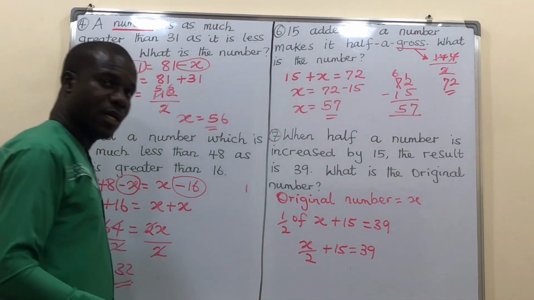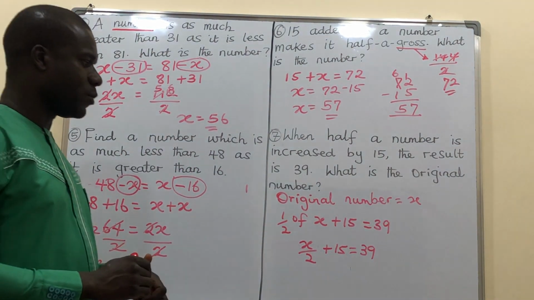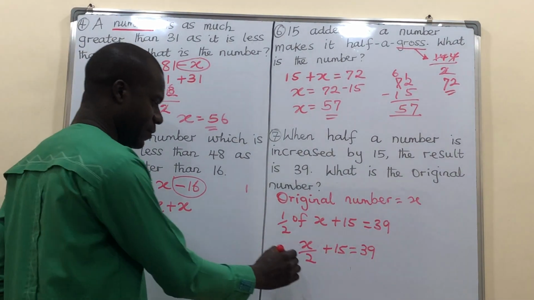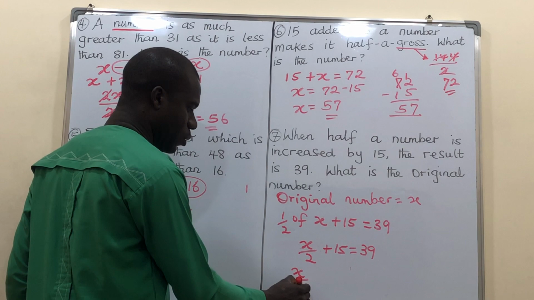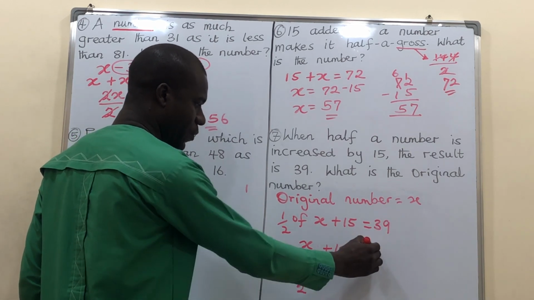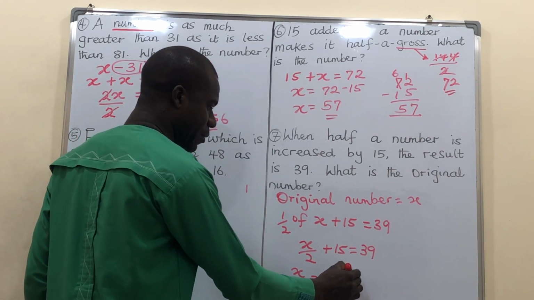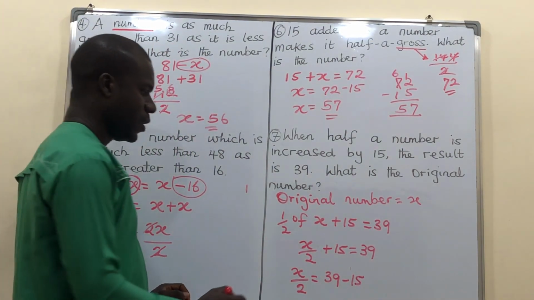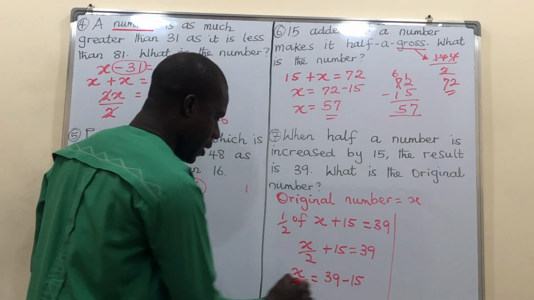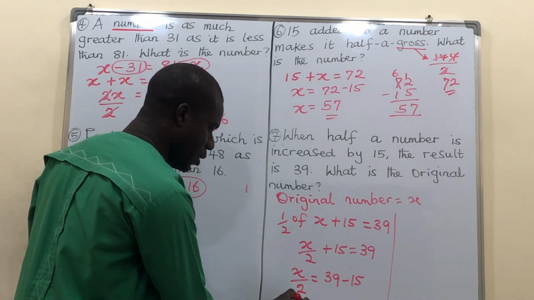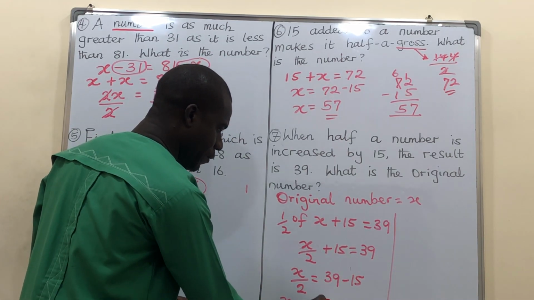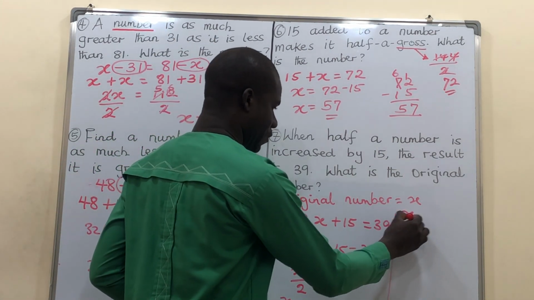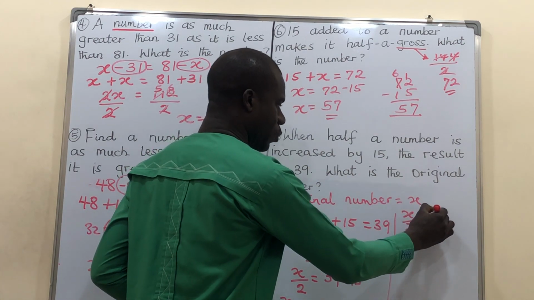That's step 2. Step 3, you collect like terms. Remove plus 15 to the right hand side. So we have x divided by 2 equals 39 minus 15, because plus 15 has to move. 39 minus 15: 9 minus 5 is 4, 3 minus 1 is 2, so 24. X over 2 equals 24.